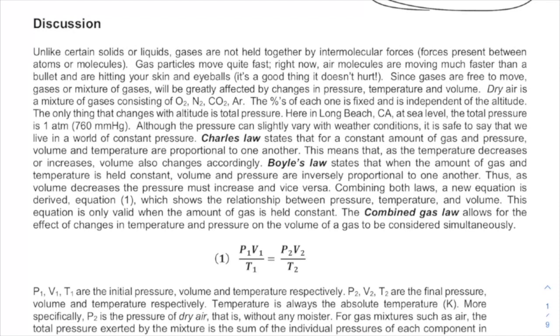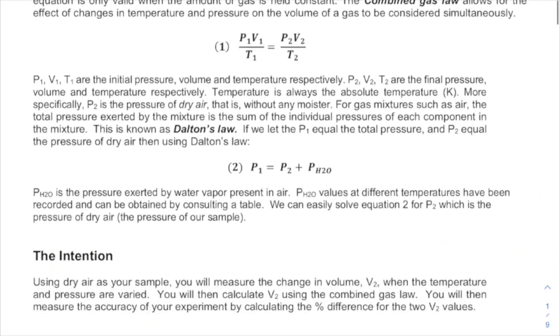So in the video that I filmed, I kept mentioning Charles' law. And Charles' law applies only to a fixed amount of gas at a fixed pressure. When you have these two conditions, then we can say that the volume and temperature are proportional to one another. So what does that mean? Well, that means that if the temperature increases, the volume increases. If the temperature decreases, the volume decreases as well. So volume and temperature are proportional to one another. So I kept mentioning that often in the video.